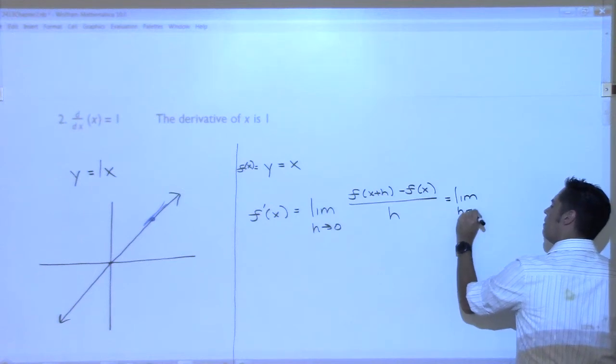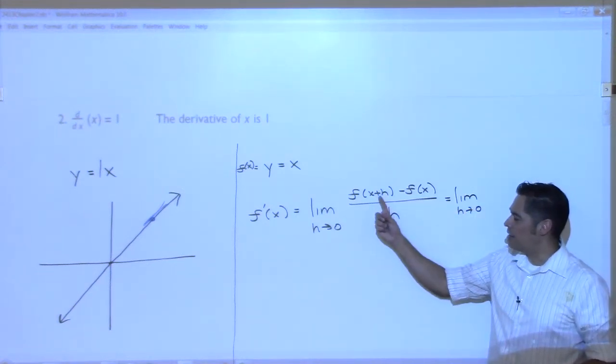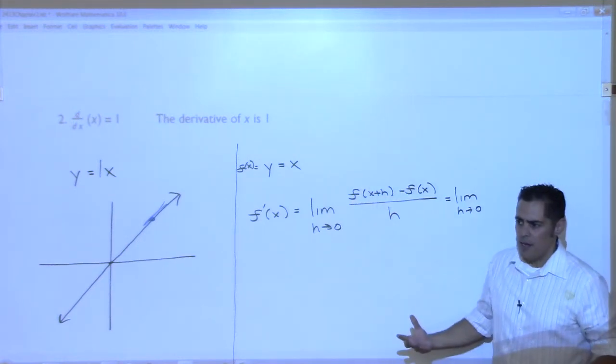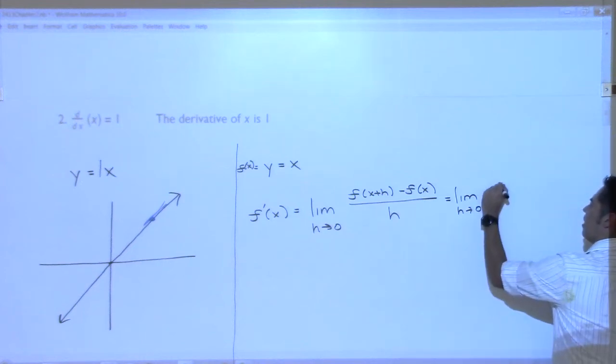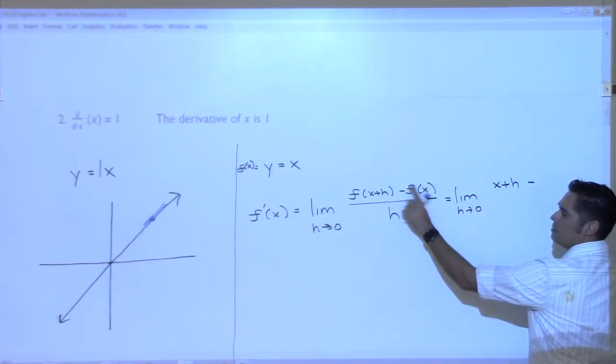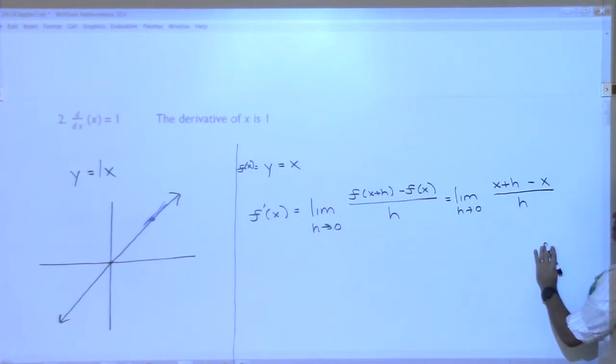Now, what is f of x plus h? What would happen if you take x plus h and plug it into that function? What do you get? Just x plus h, right? So you get x plus h, and then minus, what's f of x? X, okay, over what? H.